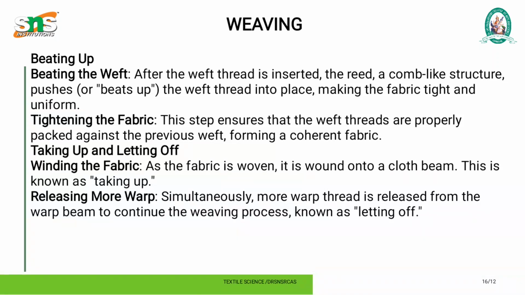Taking up and letting off. Winding the fabric. As the fabric is woven, it is wound onto a cloth beam. This is known as taking up. Next, releasing more warp. Simultaneously, more warp thread is released from the warp beam to continue the weaving process, known as letting off.